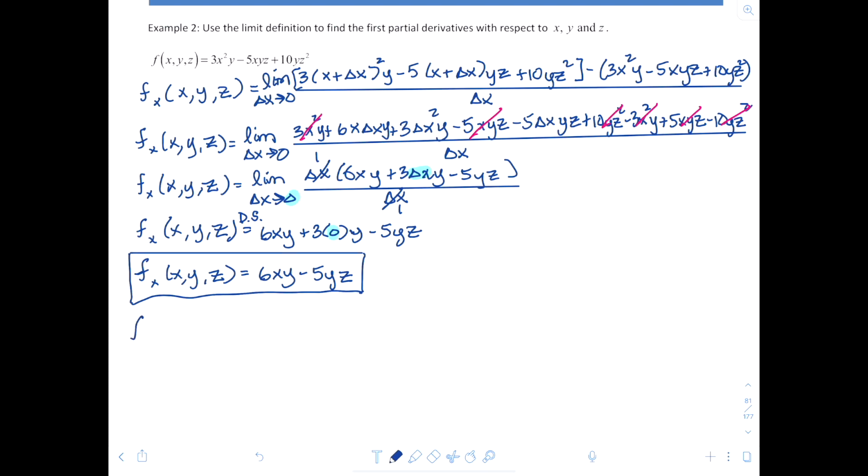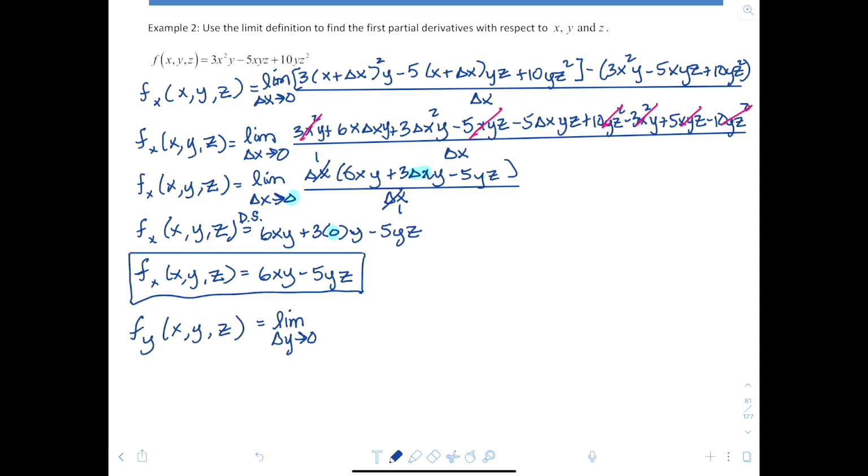And now, finding the first partial derivative of f of x, y, and z with respect to y. Why don't you guys go ahead and give it a try and see how you do. Okay, let's see how it went for you.